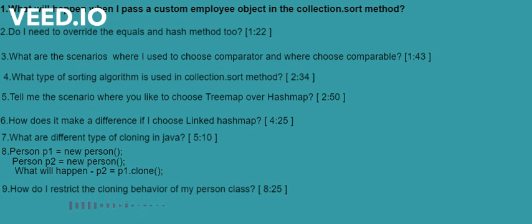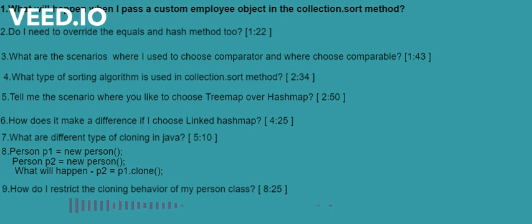Okay, fine. Tell me the different types of cloning in Java. Cloning basically, I'm not sure, but I think you want to ask about deep copy or shallow copy. Whenever we are trying to make a clone, it generally creates a shallow copy only, because there is a clone method in the Object class, and that will create only a shallow copy.